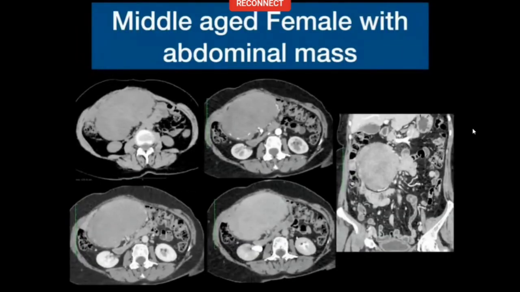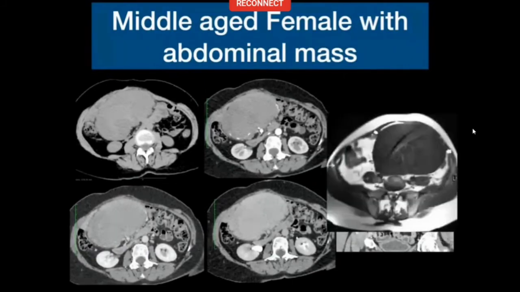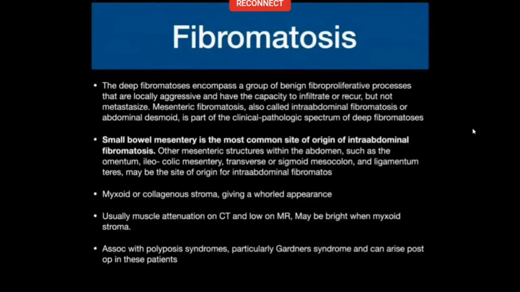This is another very common soft tissue mass which we see in our practice, and it is seen mainly in women. It is a mass which is isodense or isointense to muscle. And when you give contrast, it takes up contrast and retains it, which suggests that it has a fibrous stroma. So this is an MR image of the same pathology, not mine, taken from the net. And this is a fibromatosis or a desmoid tumor.